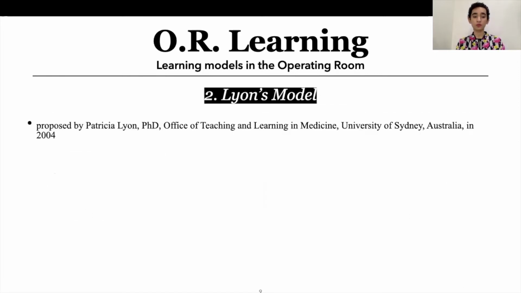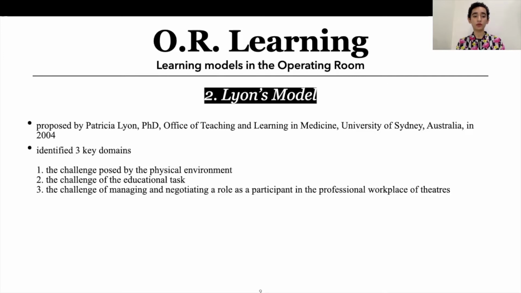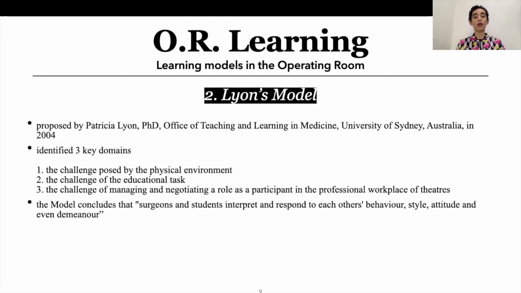Lyon's model, which was proposed by Patricia Lyon in 2004, identified 3 key domains in the surgical learning setting. The first was challenges posed by the physical environment: a new environment for students, new teaching skills, new surgical tools. Second was the challenge of the educational task. And third, the challenge of managing and negotiating a role as a student, as a subordinate to the surgeon performing the surgery. This model concluded that the relationship that a student and a surgeon have has consequences on their learning experience.